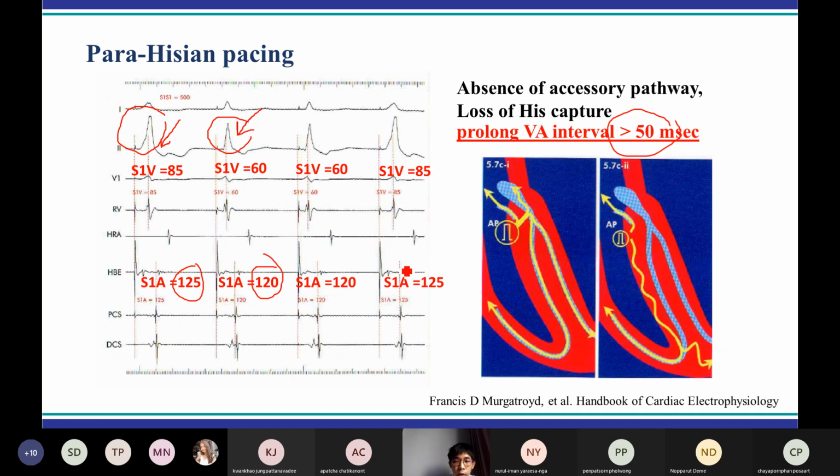Is this one clear or not, or do you have any questions about this one? Okay, so let's move on.